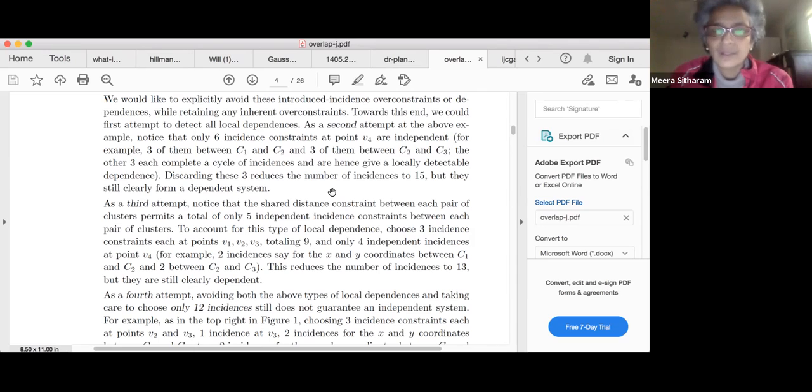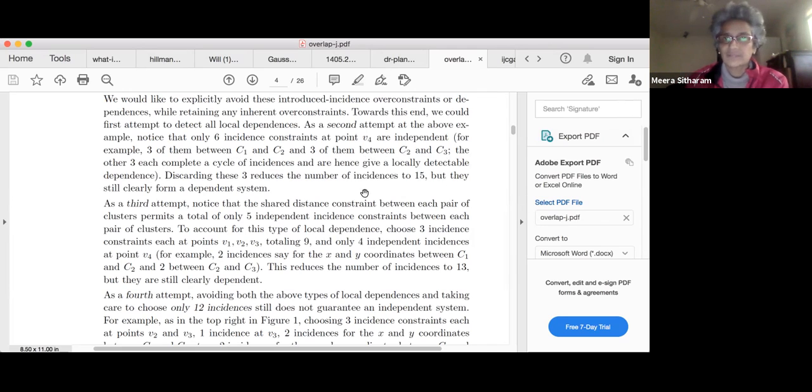So the second attempt at the above example: there are only six incidence constraints at point V4, the one that's in the middle, that are independent. Three of them between C1 and C2, and three of them between C2 and C3, because once you say C1 is identified with C2 and C2 is identified with C3, you have automatically identified C1 with C3 at the point V4, right?